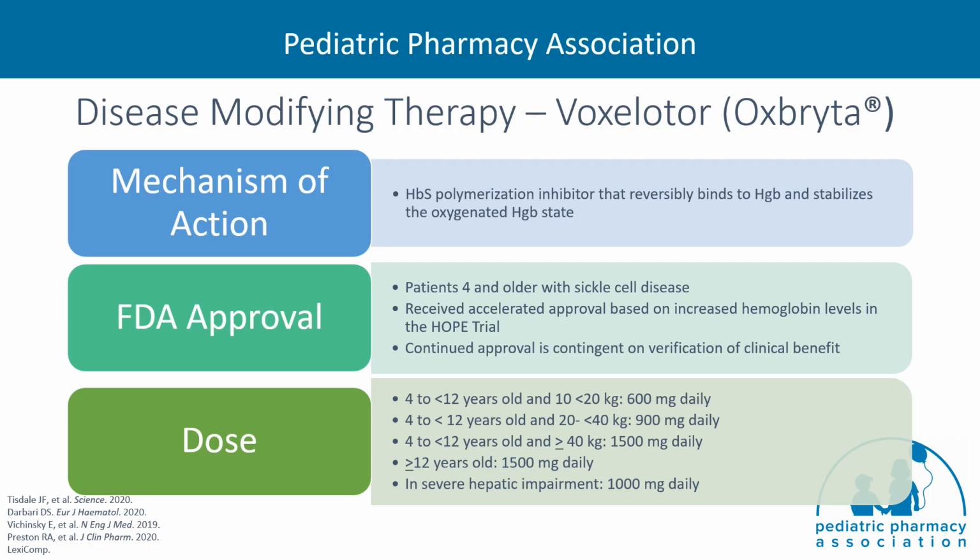So for patients under the age of 12, we'll look at their weight and say if they're 10 to 20 kilos, look at 600 milligrams, 20 to 40 kilos, 900 milligrams. And if they're 40 or more kilos, look at the 1500 milligram dose. All patients over the age of 12, regardless of weight, will receive the 1500 milligram dose. And if patients have severe hepatic impairment, they should be dose adjusted to 1000 milligrams daily.